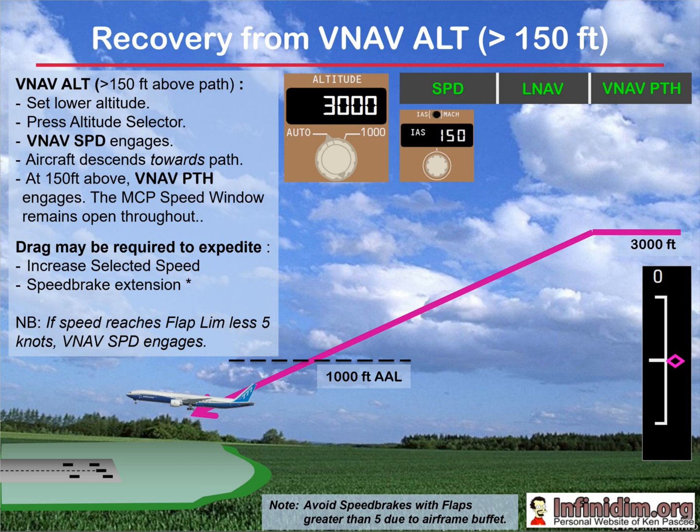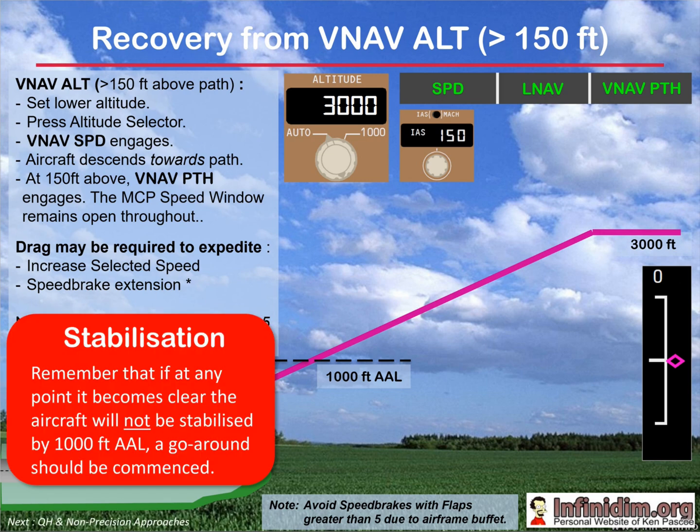With the autopilot flight director back in VNAV path, the approach continues to be stable by 1,000 feet and headed down to the runway. Remember that at any point, if it becomes clear the aircraft will not be stable by 1,000 feet above the runway, a missed approach should be commenced.